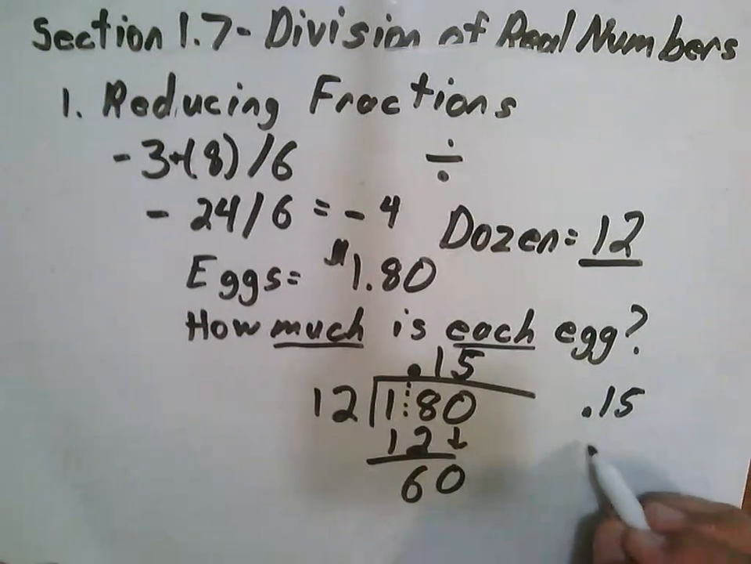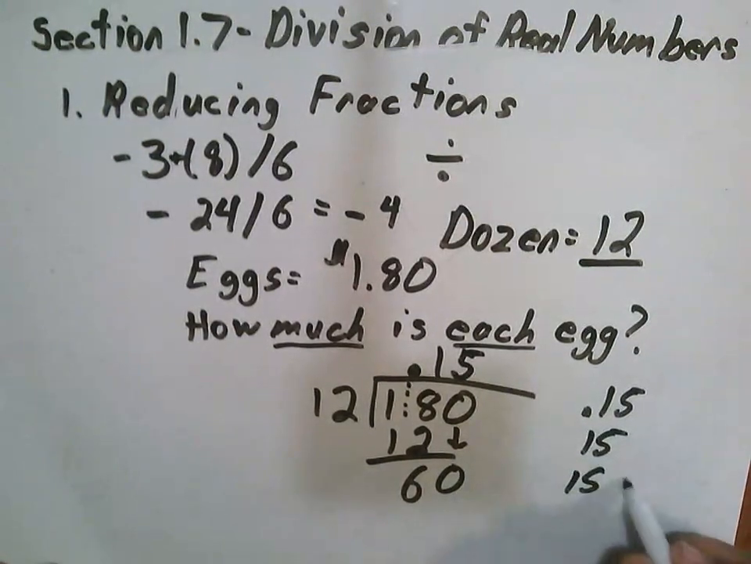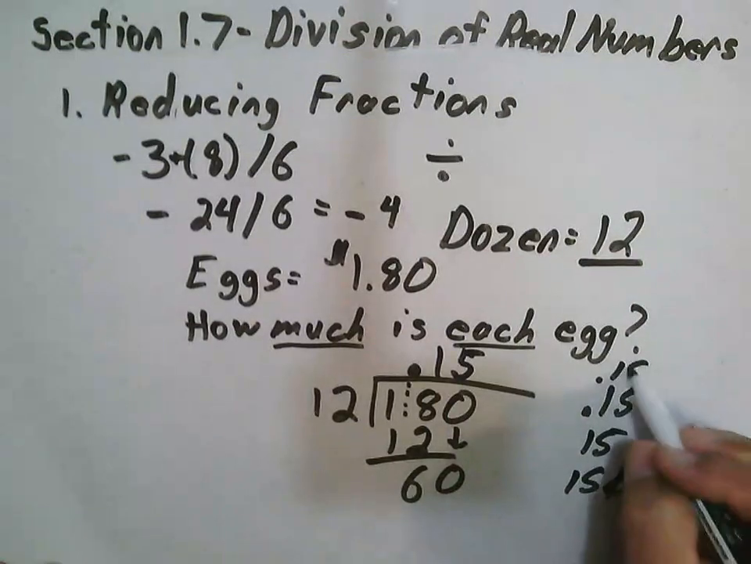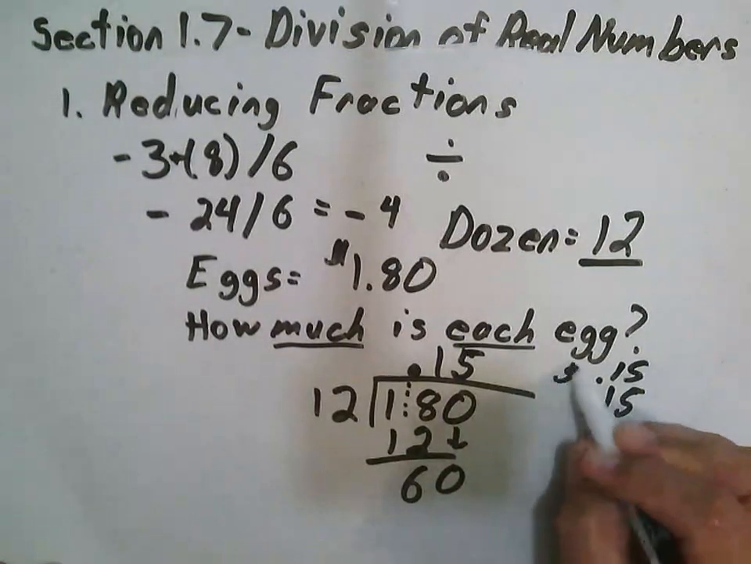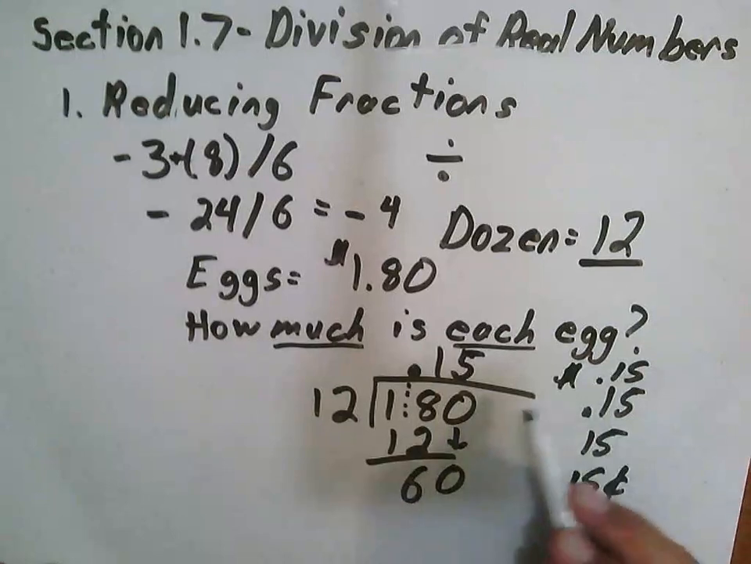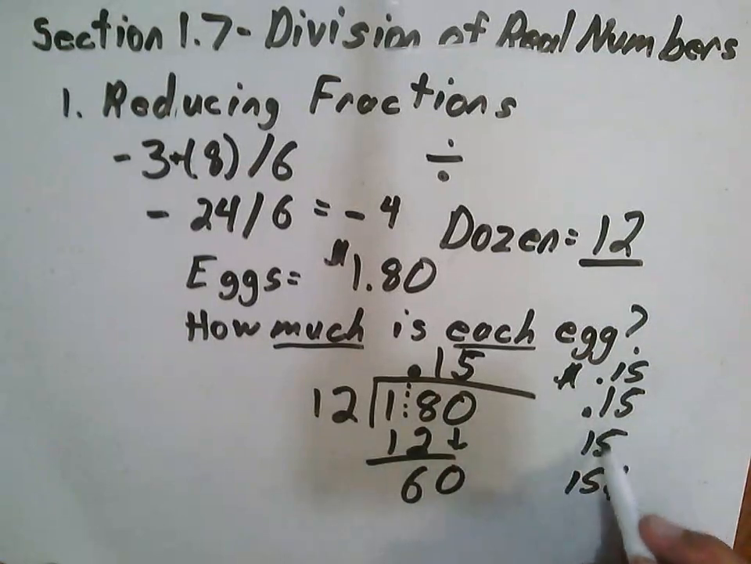All of these are correct answers, and I would take 15, 15 cents, or even 0.15 with a dollar sign in front of it. All of those. I just want you to get the math correct. Right? We'll worry about the cents and the dollars and all that kind of stuff later.